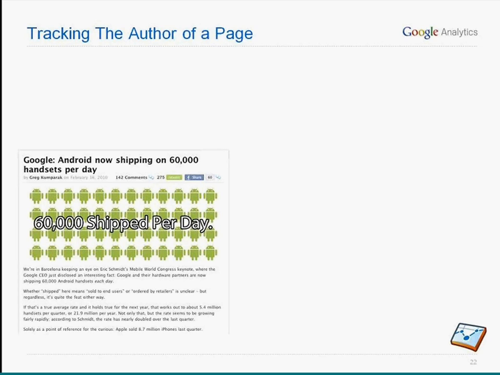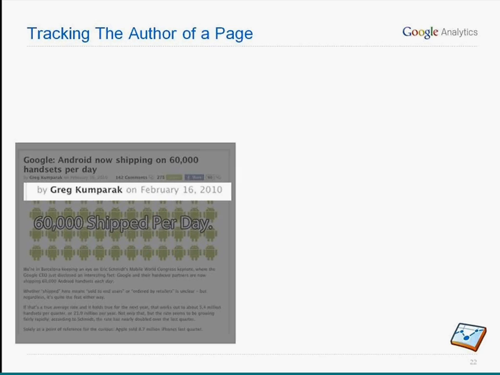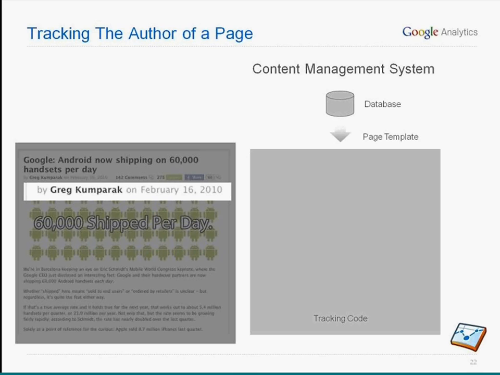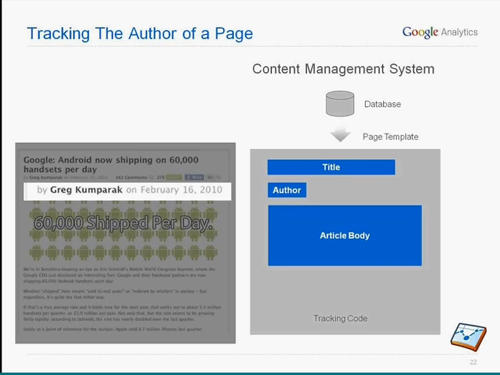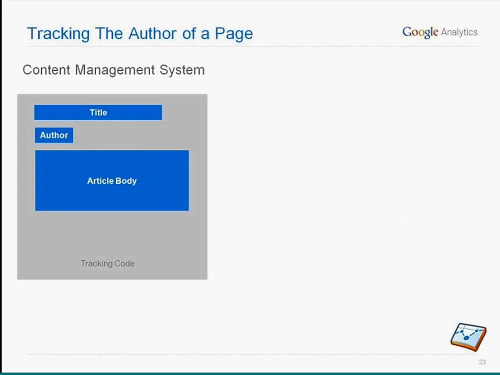So here's a sample page where what we really want to know is who is the author who wrote this article. And the way this site works, typically, is there's a content management system. The author is stored in a database, and there's a page template that pulls from the database the proper author, the text of the article, the body, all the information that belongs on the page. So what we want to do is take the author and store it in a custom variable. So here's our content management system. To get the author into Google Analytics, we need the content management system to actually write the custom variable data to the page through the template, and then have Analytics recognize that.